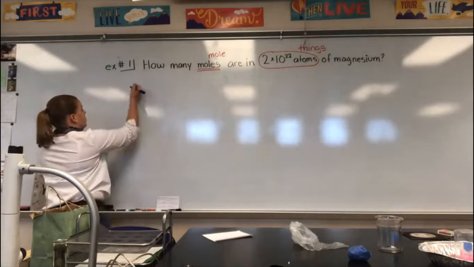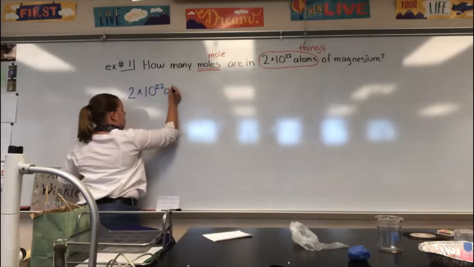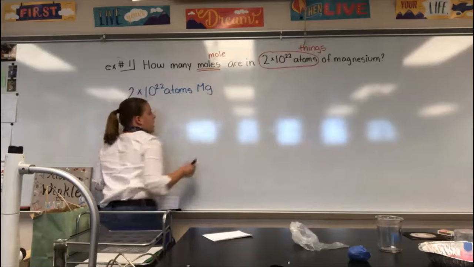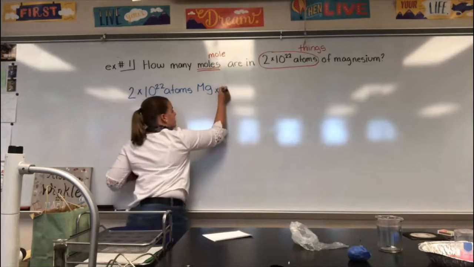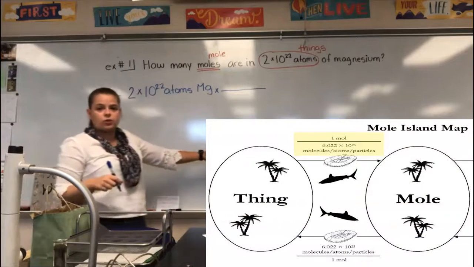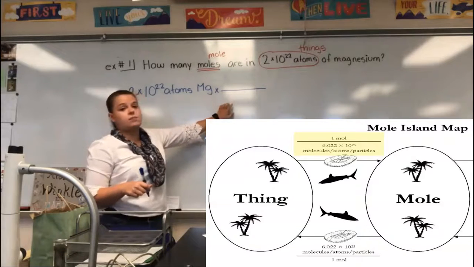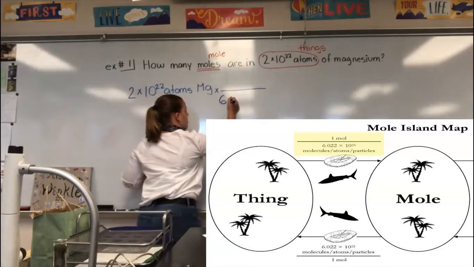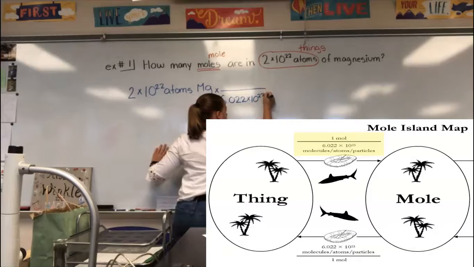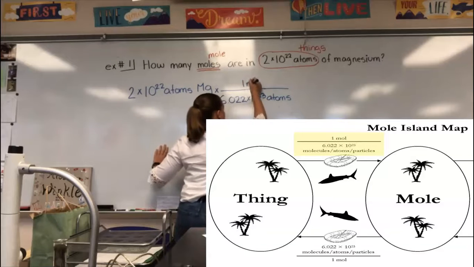So we always start out with what we're given. And we've got magnesium, and the atomic symbol of magnesium is capital M, lowercase g. We always have to do the times in the line. So we know that on the bottom, looking on the screen at the mole island sheet, is going to be Avogadro's number, 6.022 times 10 to the 23rd atoms. And what goes on the top is 1 mole.